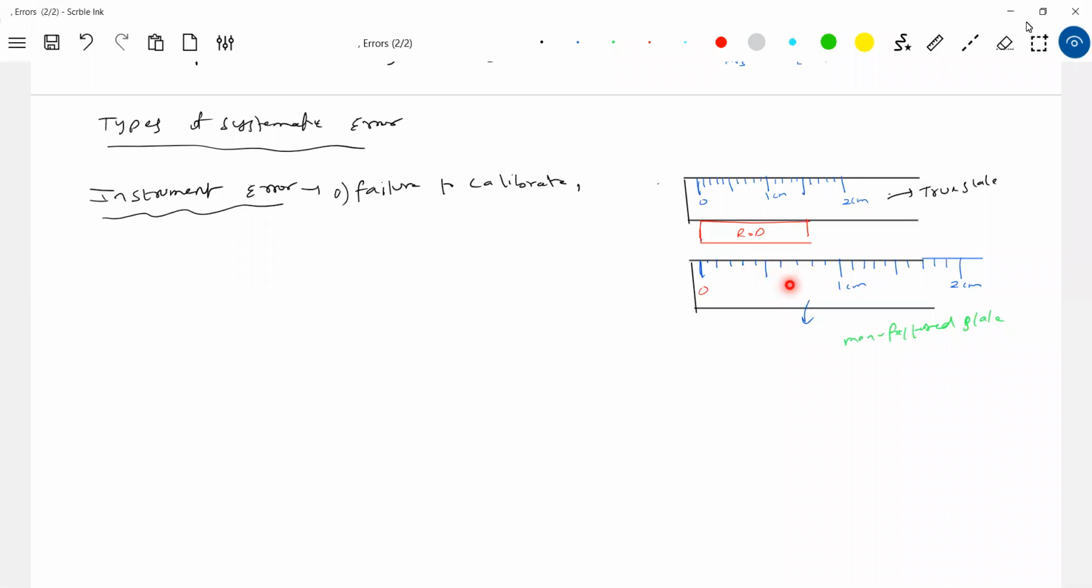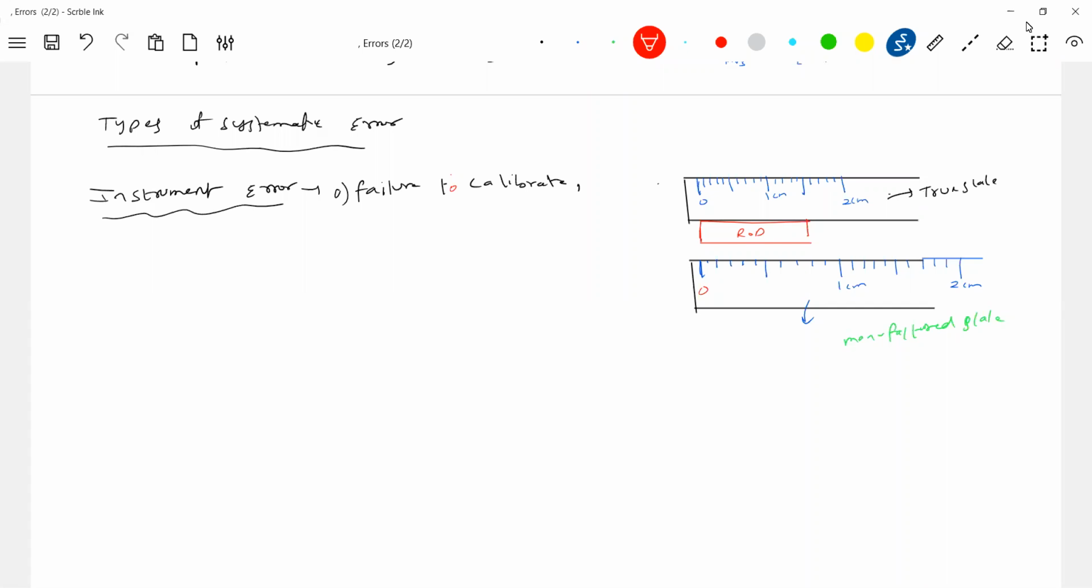So why has this error come? Because of failure to calibrate, the markings are not done properly. This is called failure to calibrate. Like that, we have many things. Not only the scale, calibration becomes very, very important. If it's not properly calibrated, then definitely some error will come. This is the meaning of failure to calibrate.